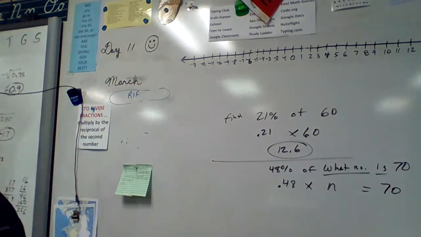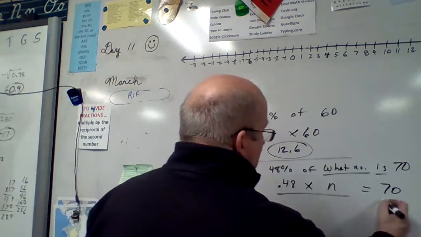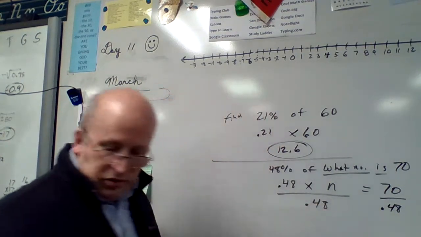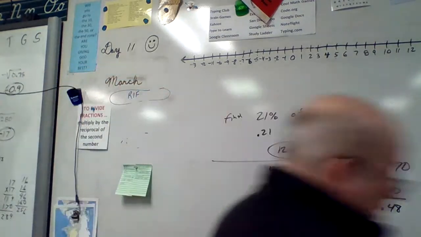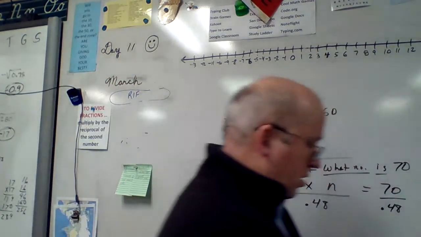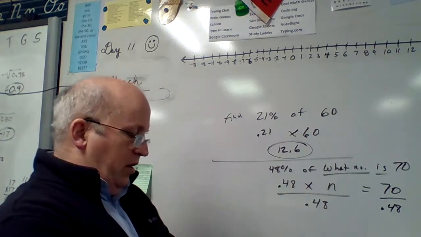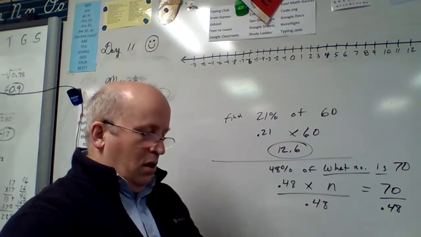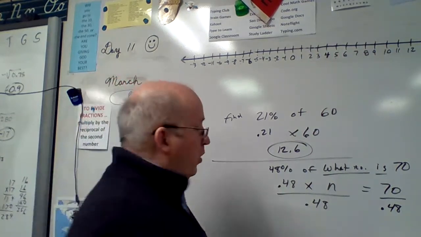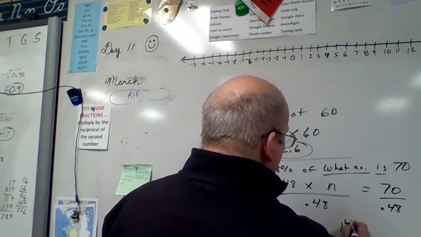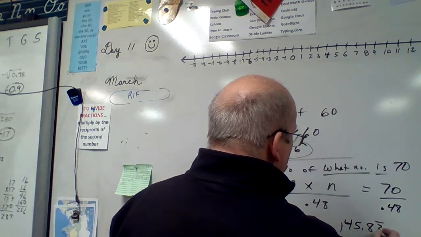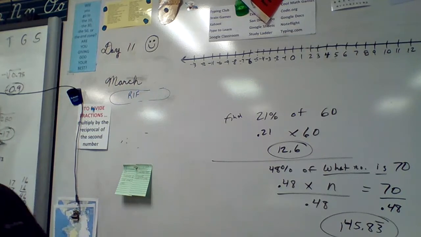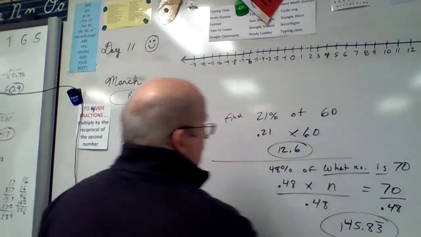Okay? How would I do that? Well, I would end up dividing both sides of the equation by 0.48 because I want to get n by itself, right? So what in the world is 70 divided by 0.48? It's somewhere around 150, I think. Nope, 145.83. 145.83 repeating would be the answer in this particular problem. So yours is similar to that, but not exactly like that.